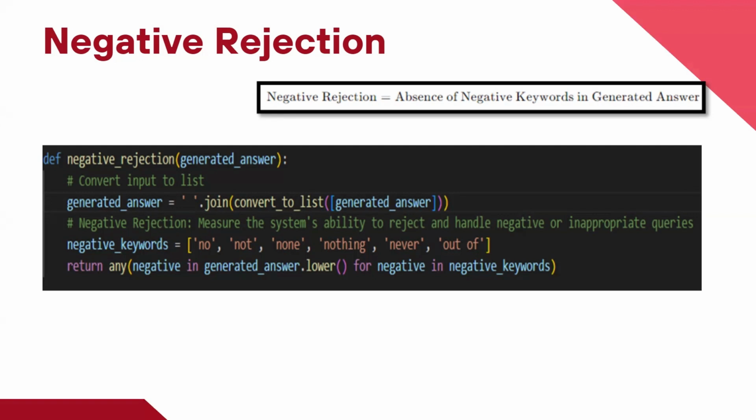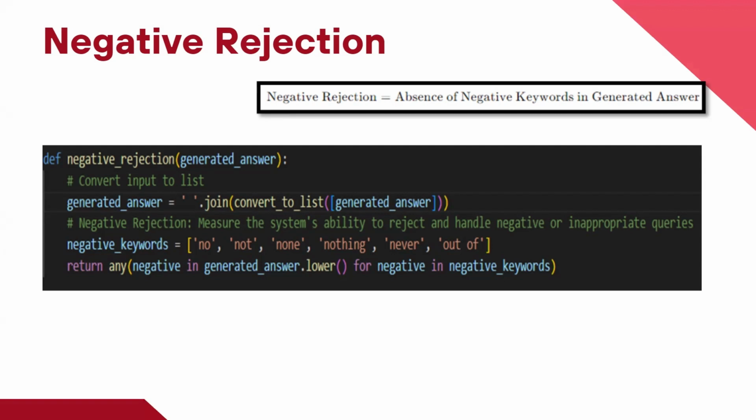The resulting list is then joined into a single string with spaces between each character or word to ensure that the answer is in a consistent format for further processing. Now let's define a list of negative keywords that indicate a negative or inappropriate response. These keywords will be used to check if the generated answer contains any negative phrases. Finally, it returns a Boolean value indicating whether any of the negative keywords are present in the generated answer.